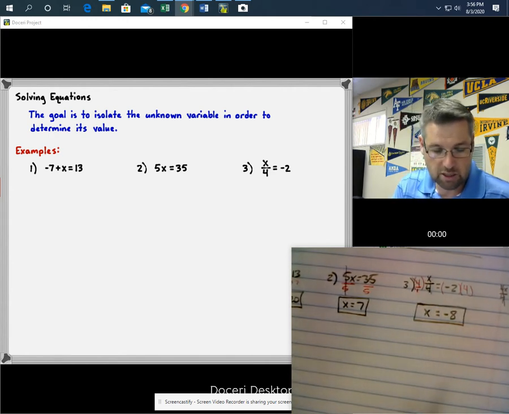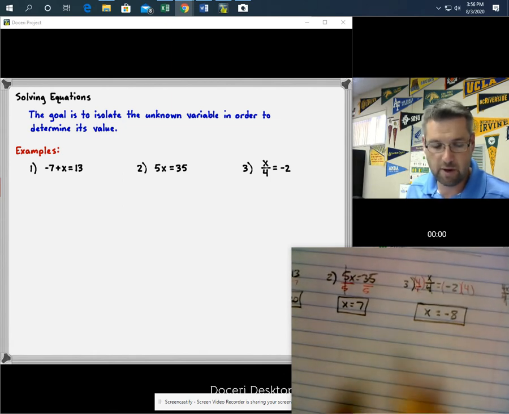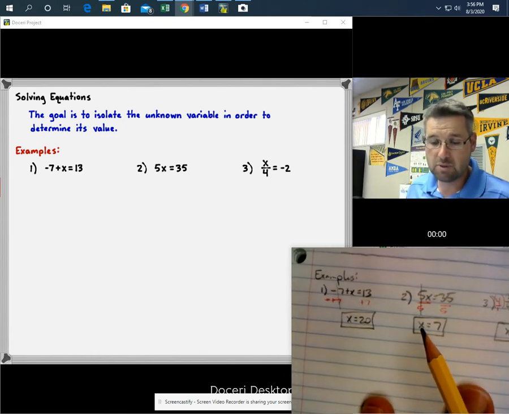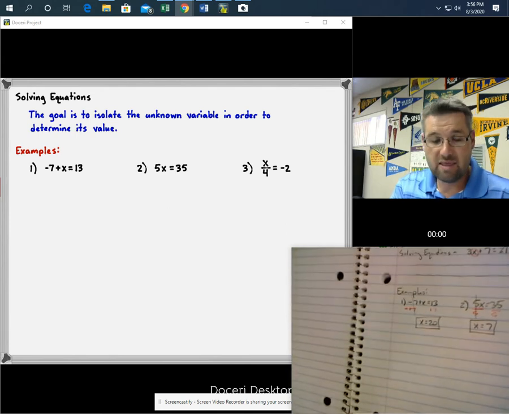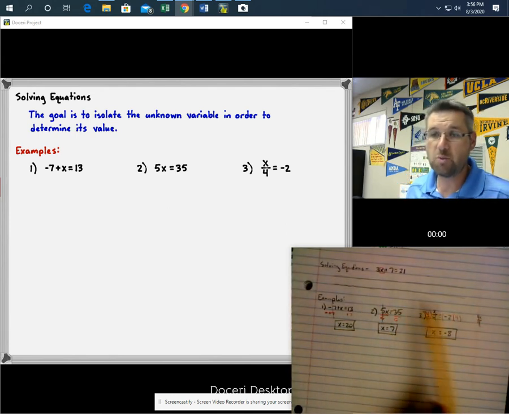And you can check it again. Check your work. Plug in -8. -8 divided by 4 is -2, and you have your answer. So those are my examples. The reason that they are written on the right-hand side is because that is the correct way of doing it.